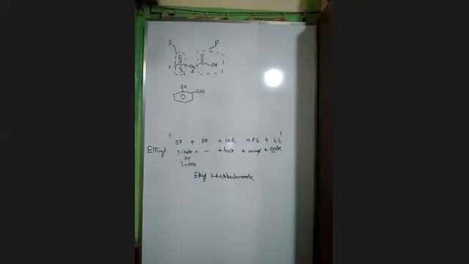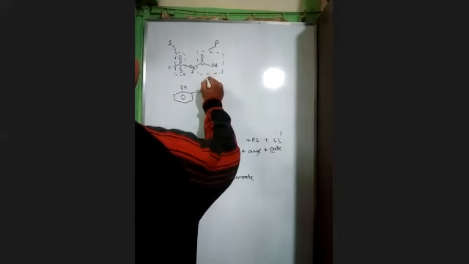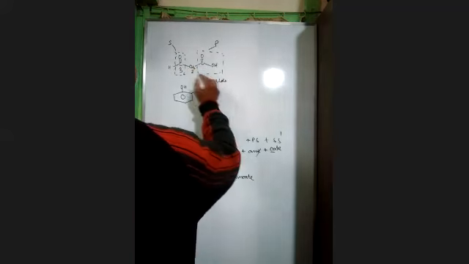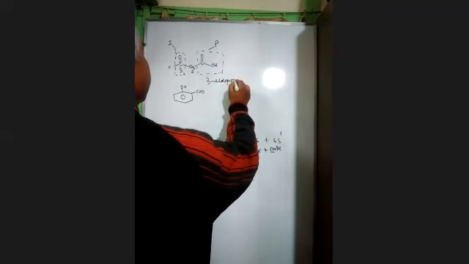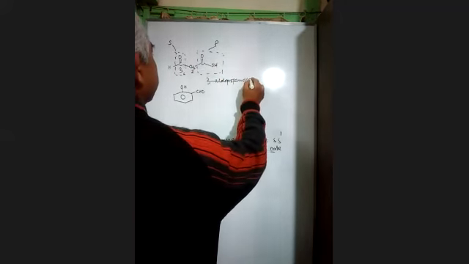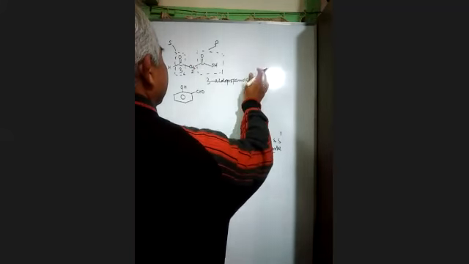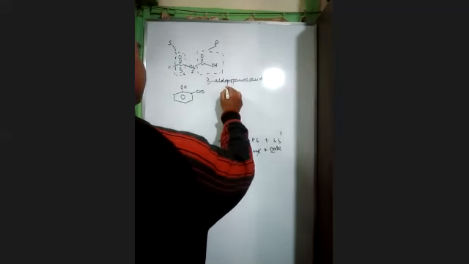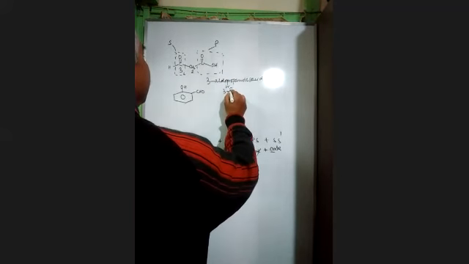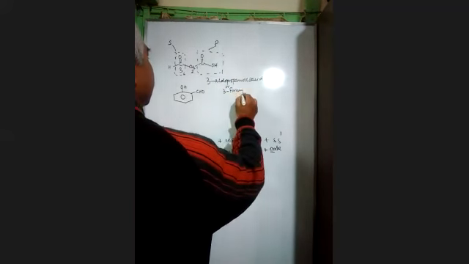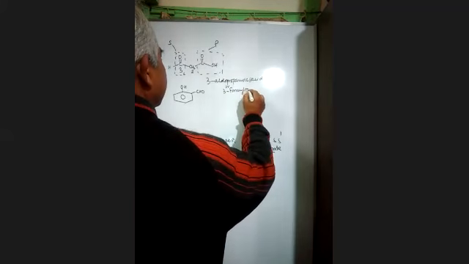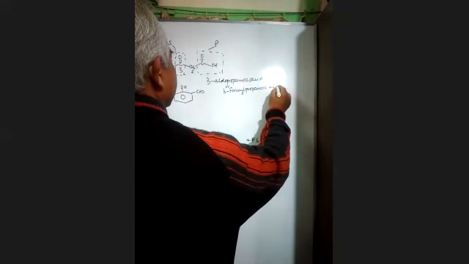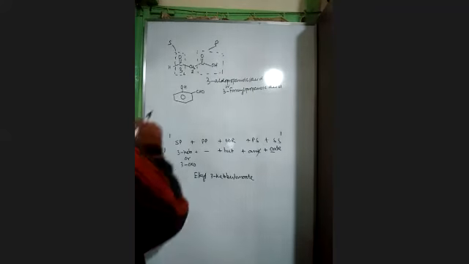Why cannot I hear you? It is aldo. 1, 2, 3. Propanoic acid. Yes. Or you can write 3-formyl propanoic acid. Yes. What would be the name of this?